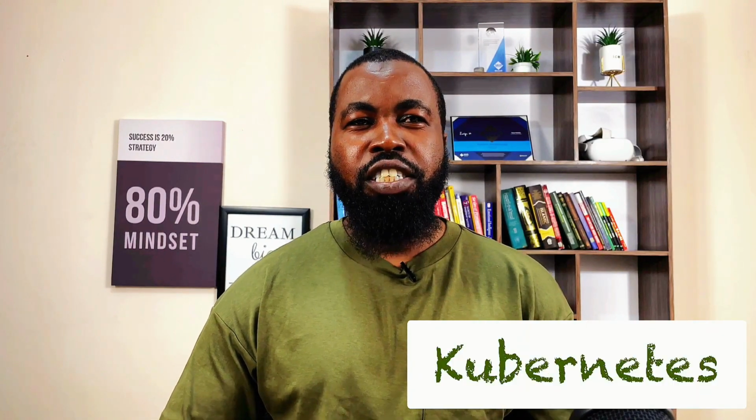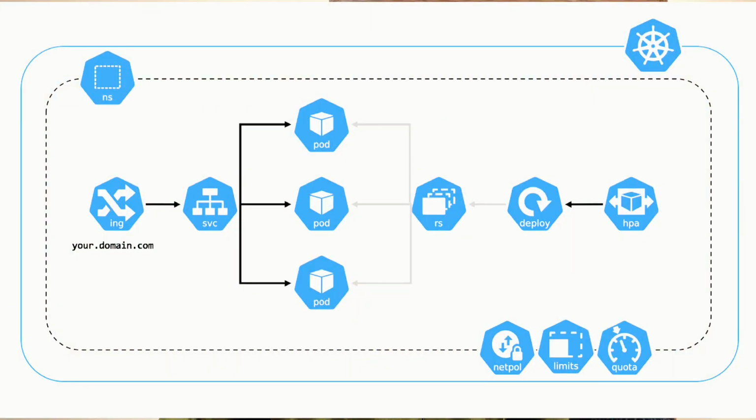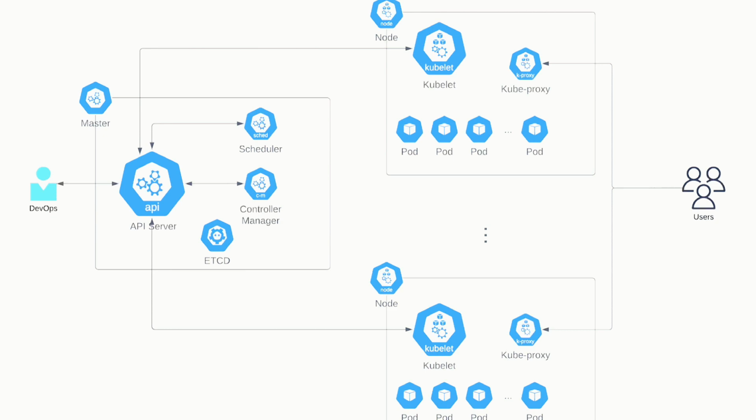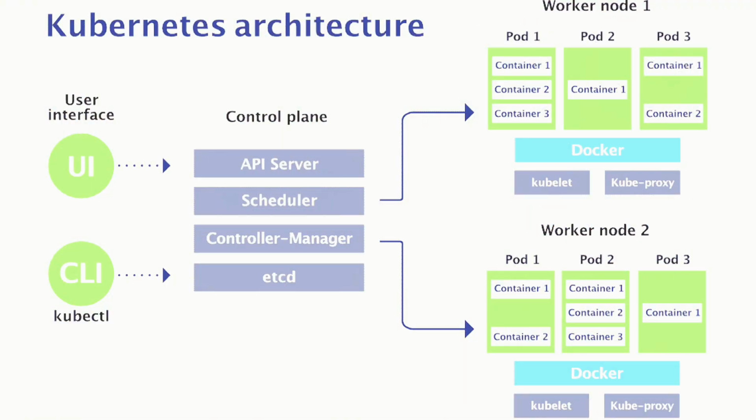Let's begin with Kubernetes. Imagine you have a bunch of computer programs that need to run and work together to make a website. Kubernetes can serve like the manager for these different programs. It helps you keep these programs organized and also helps with how they communicate with each other. So Kubernetes is an open source container orchestration platform that helps to automate the deployment, scaling, and management of your containerized applications.